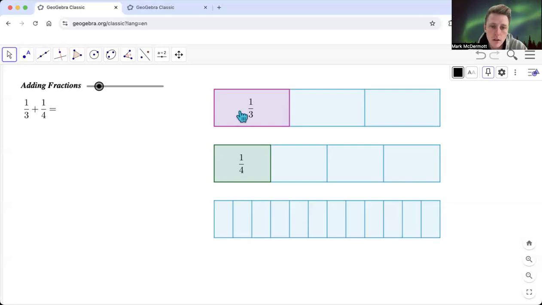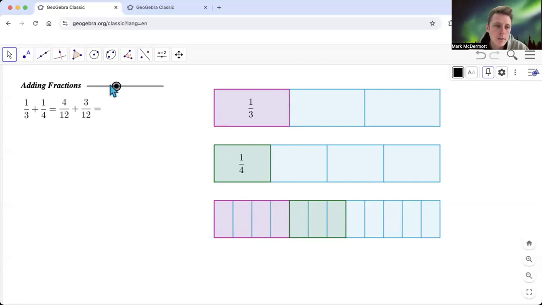Okay, so what we can do is, all right, let's shade in an equivalent amount of 1/3, but on the bar with twelfths. So you'd agree that this is 1/3. So we can see that 1/3 corresponds to 1, 2, 3, 4 twelfths. Okay, and then let's put the 1/4 in. So let's put that down there. So that corresponds to 1, 2, 3 twelfths. So now everything's out of twelfths. We've got 4 twelfths plus 3 twelfths.